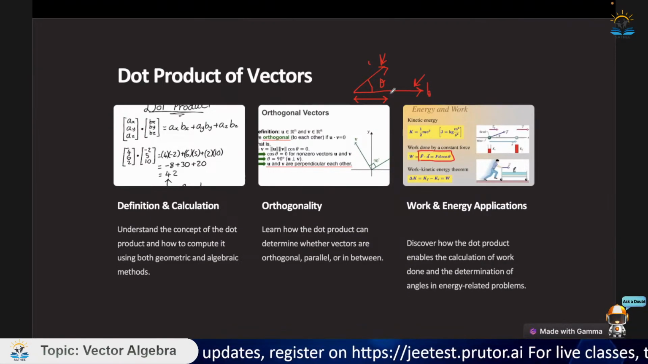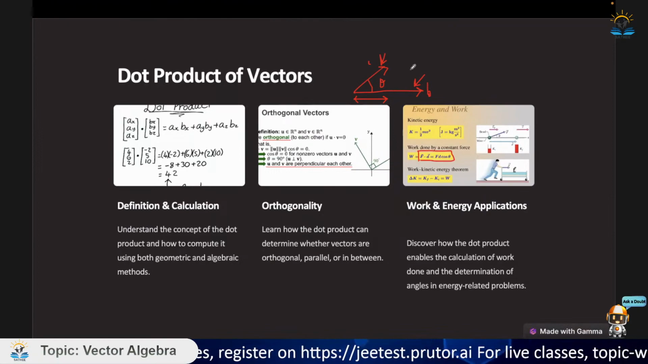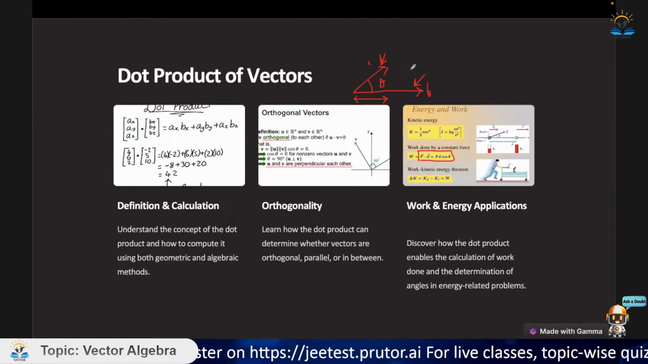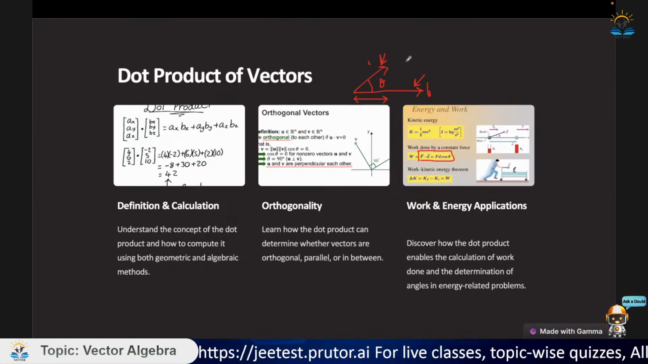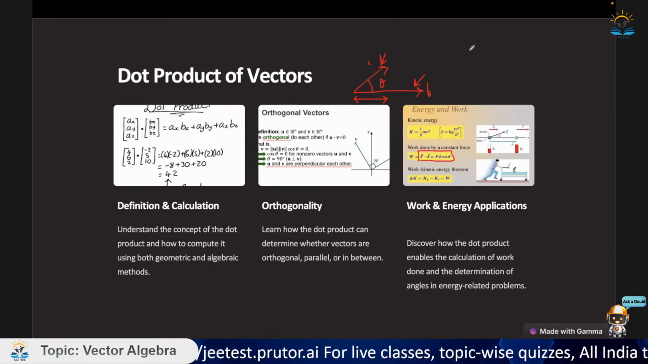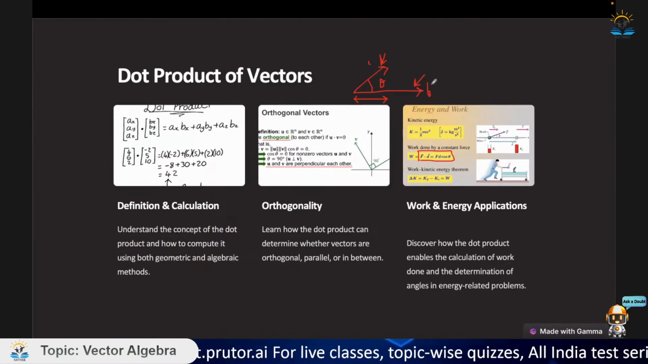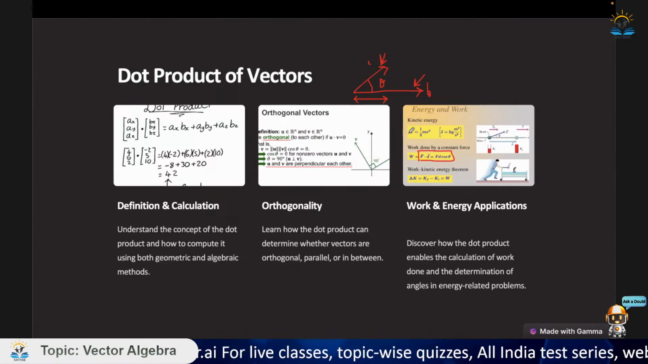The formula becomes: the projection of a vector on b is a dot b divided by magnitude of b. It is easy to remember. Projection of a on b is equal to a dot b by b. The second vector comes in the denominator.